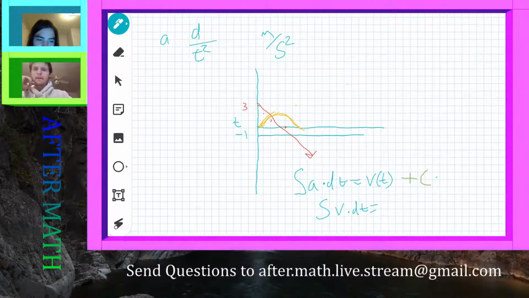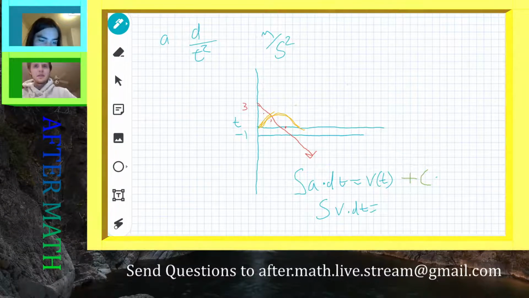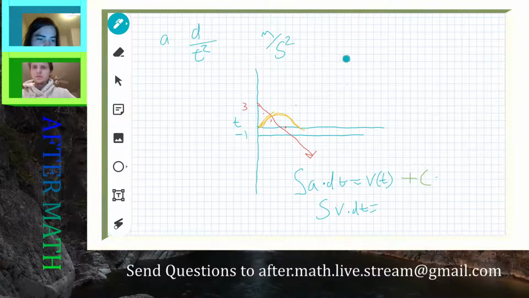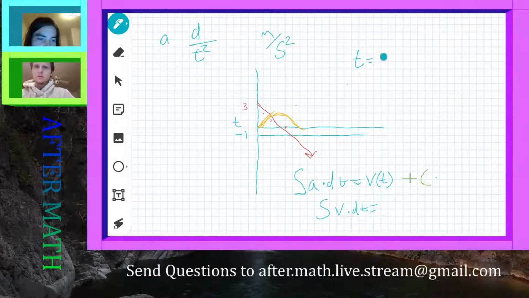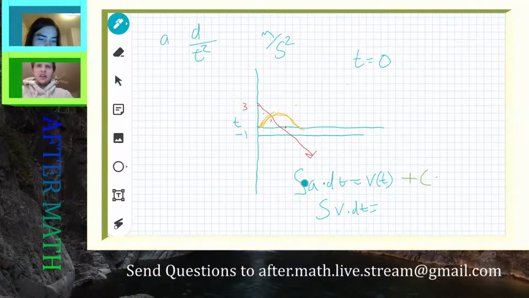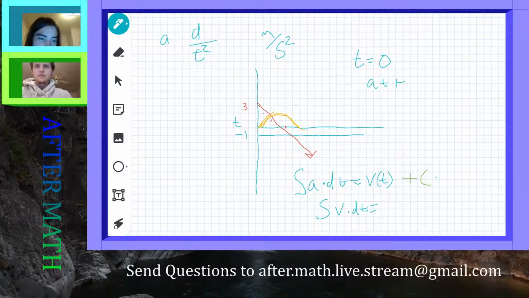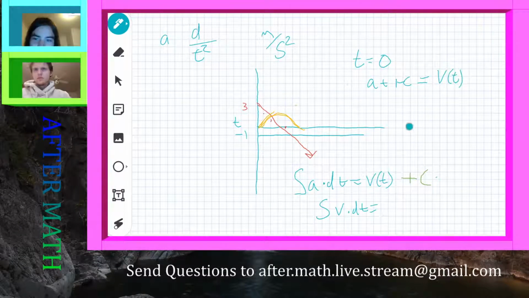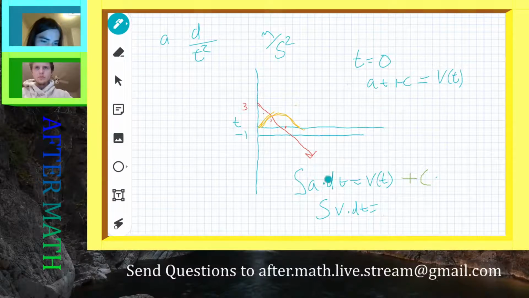So as you see, we've got this v of t equals plus c. And if we were to actually write this out, the integral of a would become at plus c, right? And this is equal to v of t. That's technically the right way to write this out, okay? If you actually took the integral, you'd get a t plus c equals v of t.